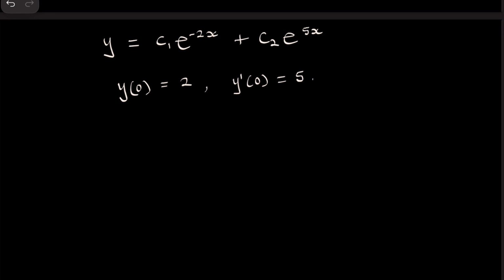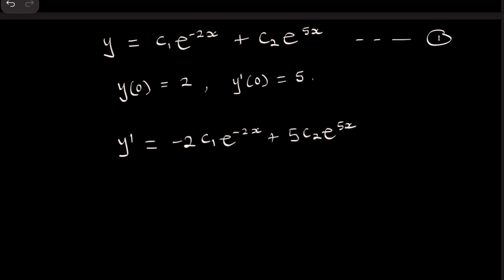Solution. So we have y of 0, that's when x is equal to 0, the value of y is equal to 2, and y prime of 0 is equal to 5. So we first have to differentiate y in order to get y prime. Here we are differentiating an exponential function, right? So you differentiate the exponent, then you multiply. And so we are going to have y prime equals minus 2 c1 e^(-2x) plus 5 c2 e^(5x). Let's call the first equation 1 and this one equation 2.